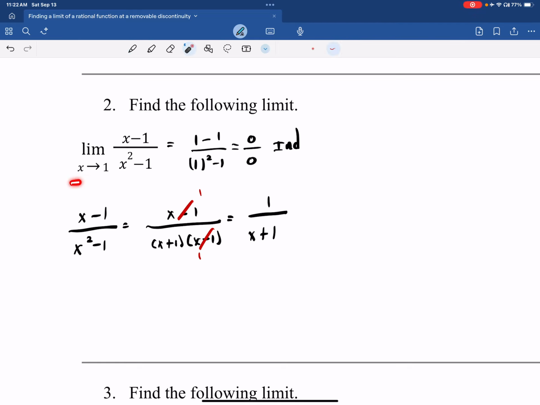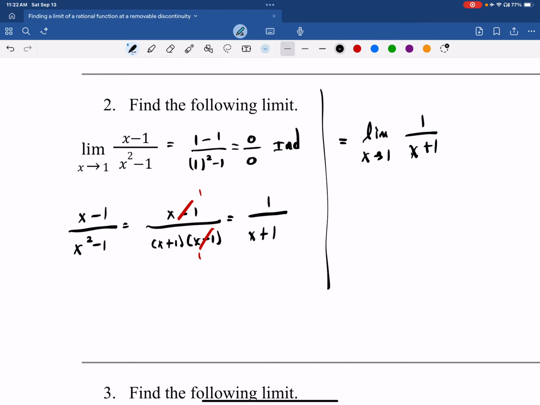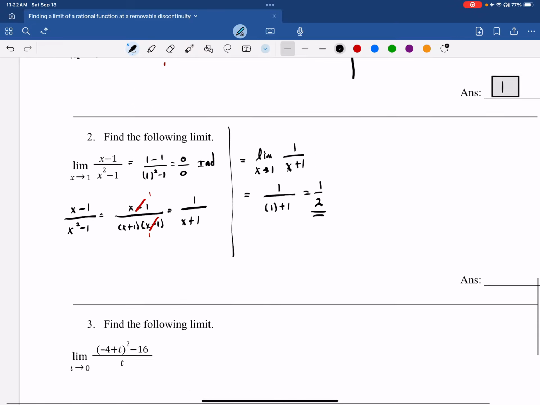So instead of finding the limit as x approaches 1 of the original function, I'm going to find the limit as x approaches 1 of that simplified function instead. So I know this is equal to the limit as x approaches 1 of, now I'm going to plug in that simplified function, the 1 over x plus 1. We'll try the direct substitution method again. This would be 1 over 1 plus 1, which would be equivalent to 1/2. So that should be our answer of 1/2.